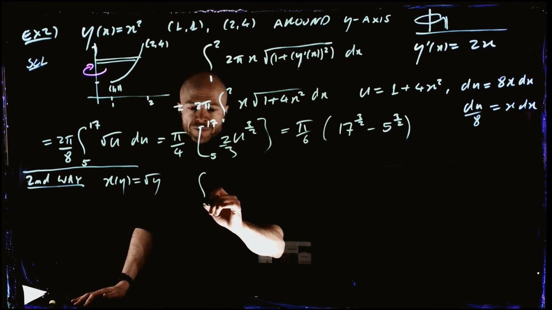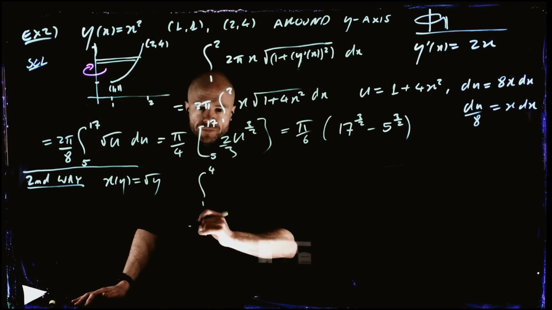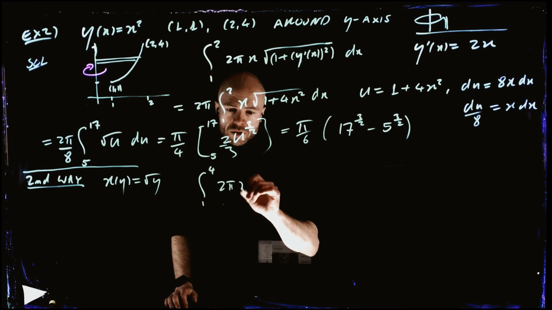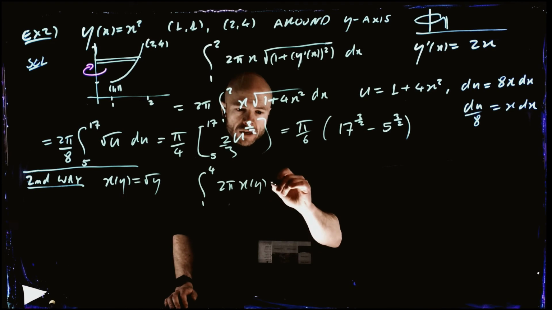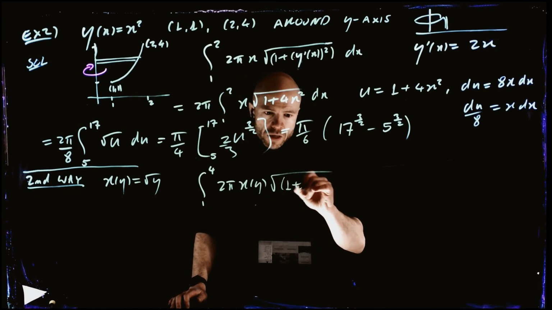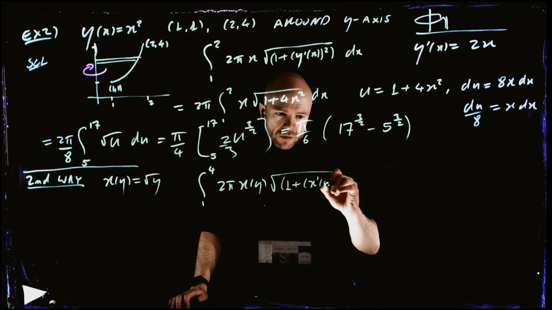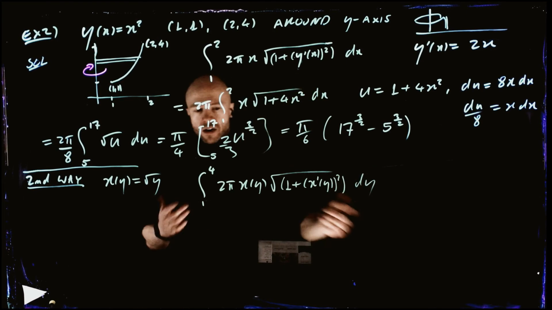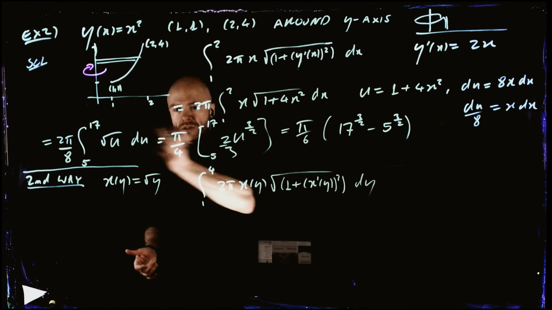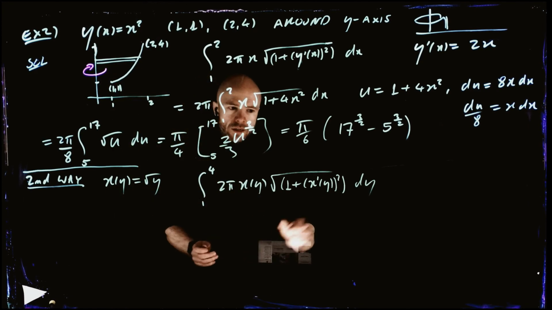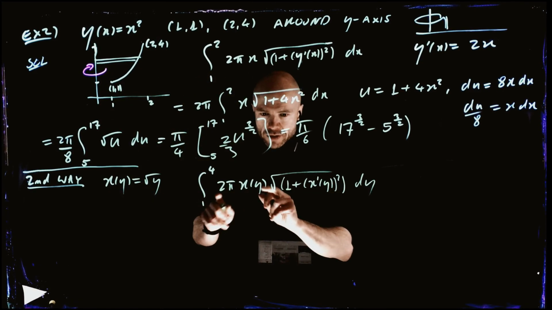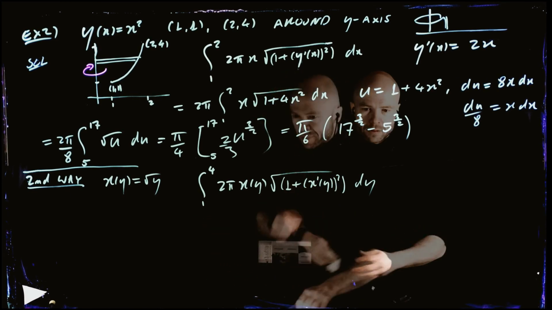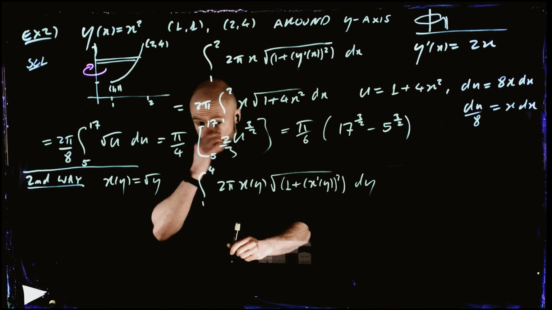So we're going from 1 to 4, right? And then it's 2 pi times the perimeter, x of y, and then the square root of 1 plus x prime of y squared dy. That is our old formula now applied to this function rotating around the y-axis. This, again, is the thickness of the strip, and this is the perimeter of the strip. Does that seem reasonable to you? Good. Then we just do this calculation.